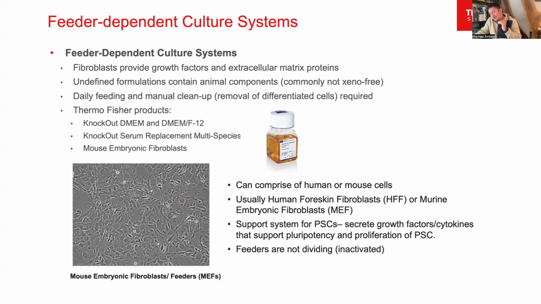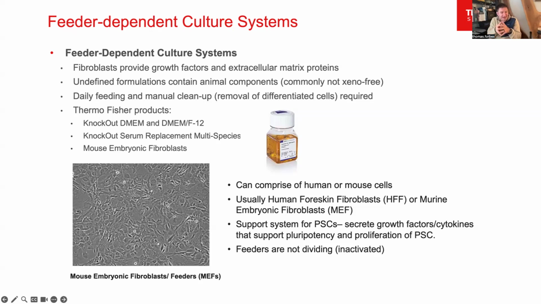So from a historical perspective, when human ESCs were first derived by Jamie Thompson in the late 90s, 1998, I believe it was, the system employed in those days was cells cultured on mitotically inactivated MEFs, mouse embryonic fibroblasts, typically with medium supplemented with things like hPS or fetal bovine serum. And these fibroblasts or feeder cells provide growth factors and different extracellular matrix proteins, but they're not actually dividing themselves. I shouldn't use the past tense because people still use them quite a lot today.